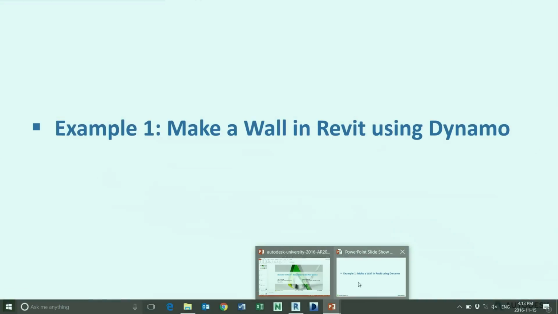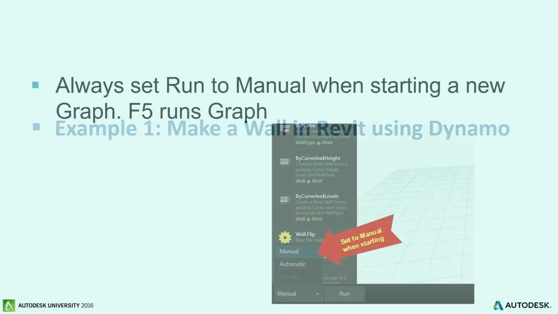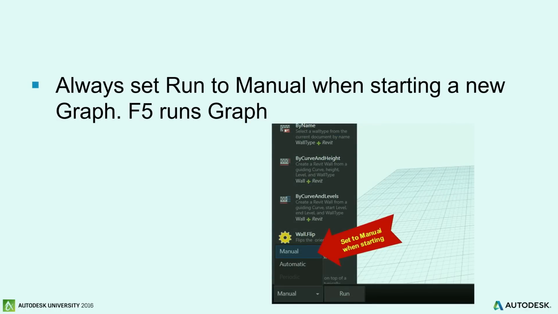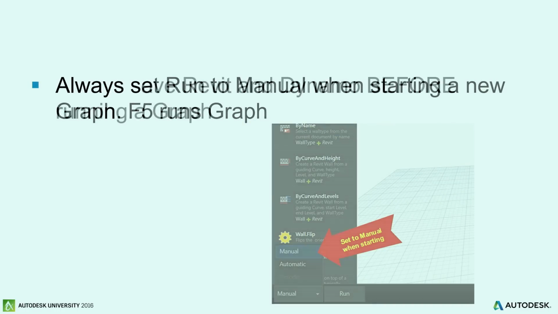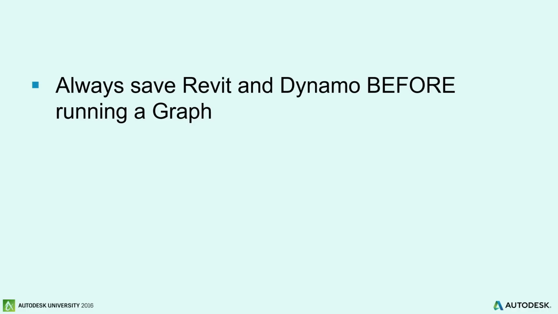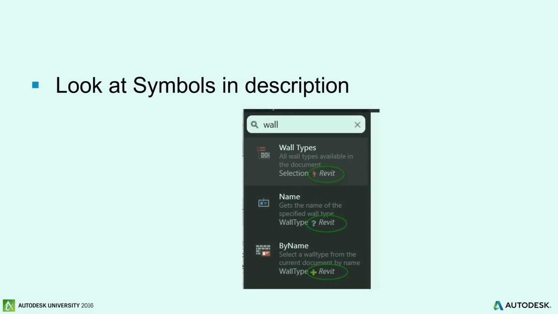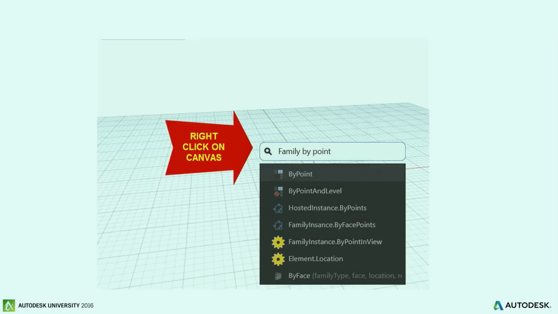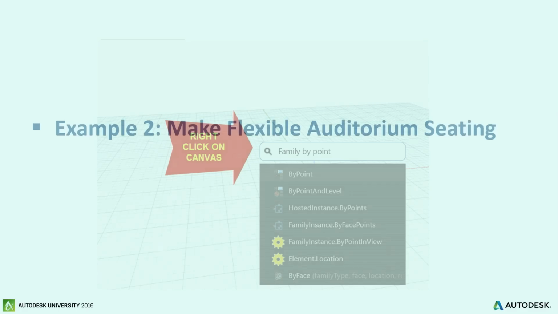Okay, back to the PowerPoint here. So we're going to review a couple points from there. So always set your running to manual. Remember to save Revit and Dynamo before running the graph. There's some symbols there. I talked about the plus sign. That adds, let's say, a wall. The lightning bolt gets something from Revit, like a setting. The question mark gets some information, like a parameter or something from Revit. If you want to search, you can right-click on the canvas as well.